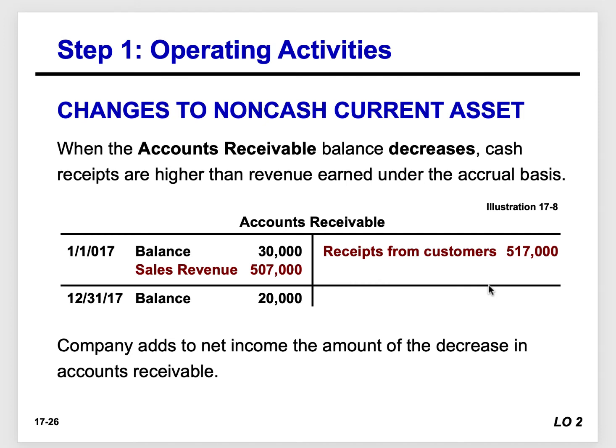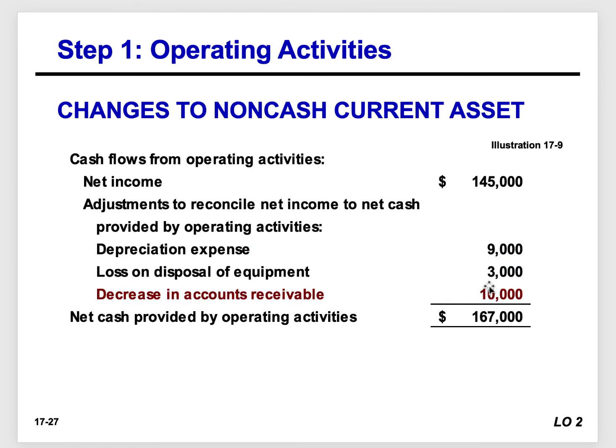Current assets decrease. I don't care what the current asset is. Well, let me rephrase that. It has to be non-cash. So I don't care what the non-cash current asset is. If it decreases, we need to add that change to our net income. Okay. So notice we say decrease in accounts receivable, 10 grand, right? That was the change. Our accounts receivable decreased, so that had to have added $10,000 of cash.